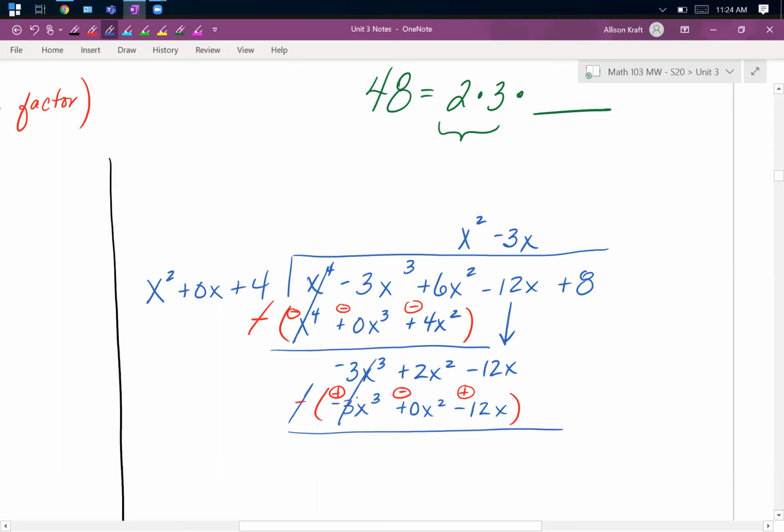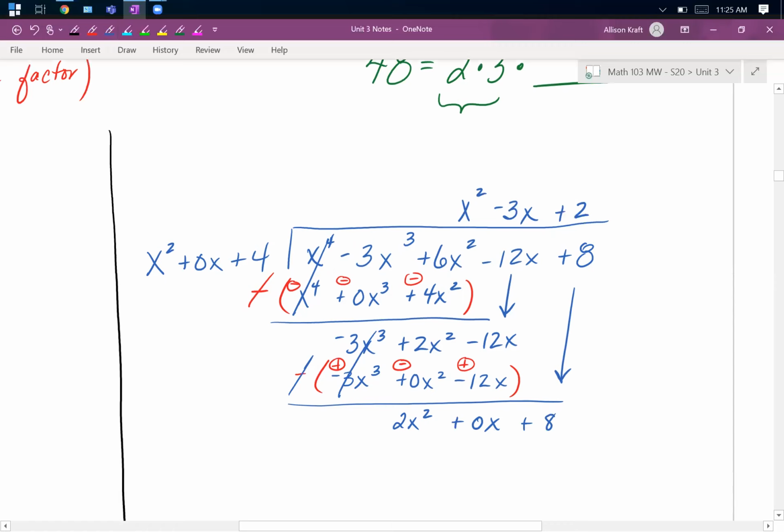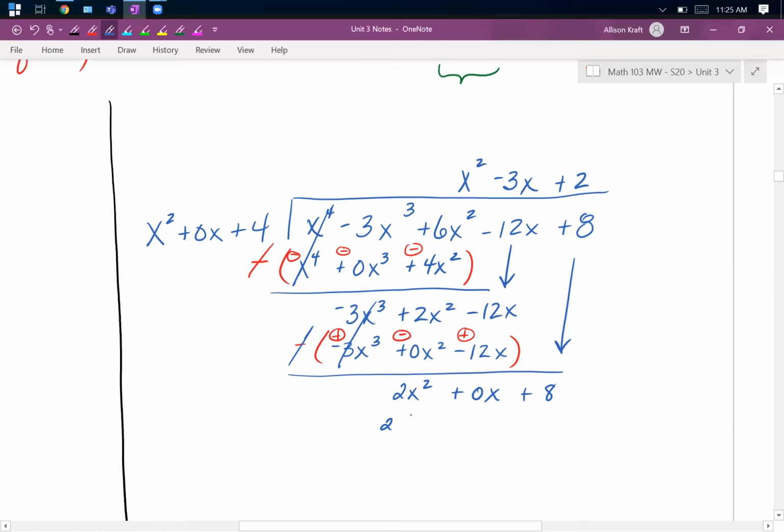x to the 3rds fall out. Get 2x squared. Now here with our linear terms, we do have -12x plus 12x, which turns out to be just 0. That falls out, but I would be inclined to maintain a placeholder here since it's in the middle of the problem, and then bring down my next term. One more time, x squared goes into 2x squared 2 times. Multiply back, that's 2x squared plus 0x plus 8.